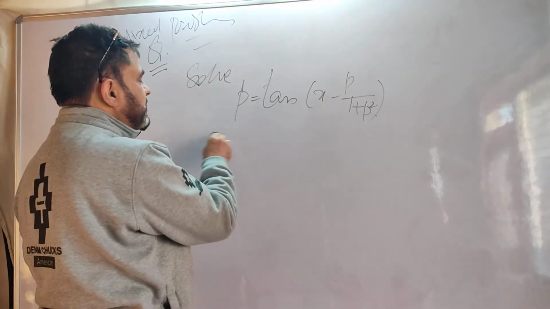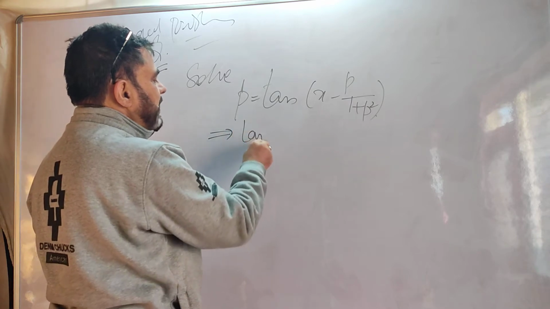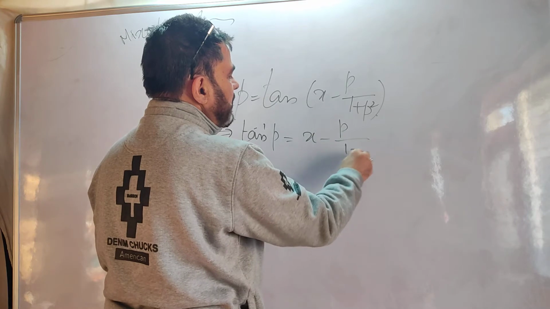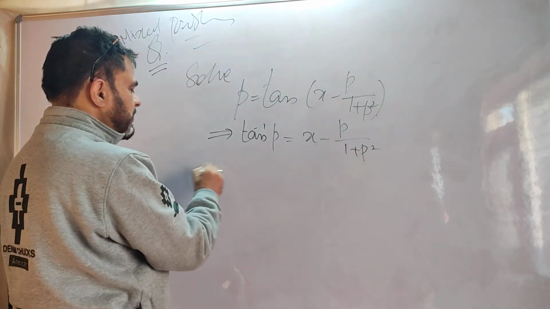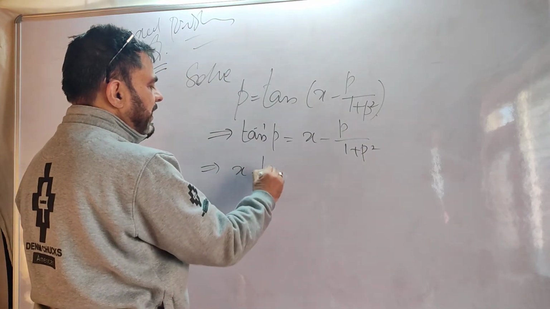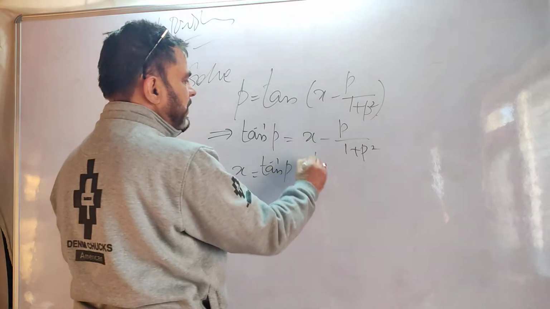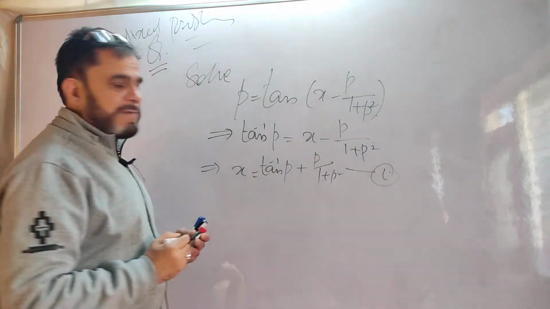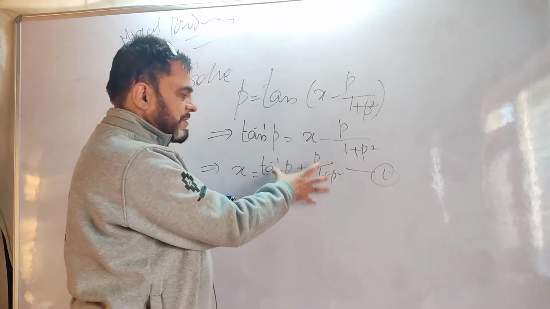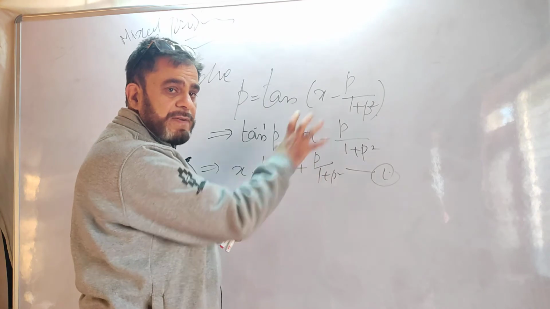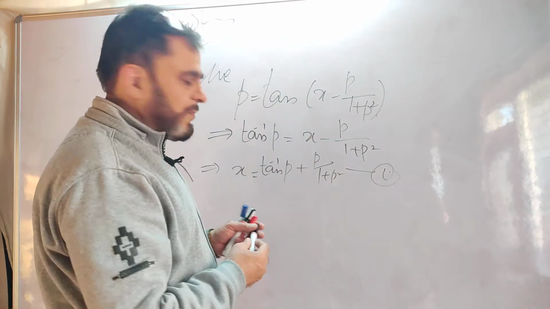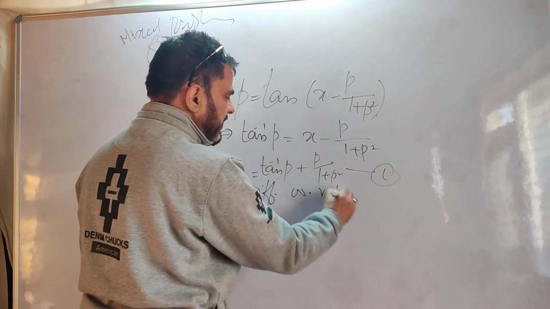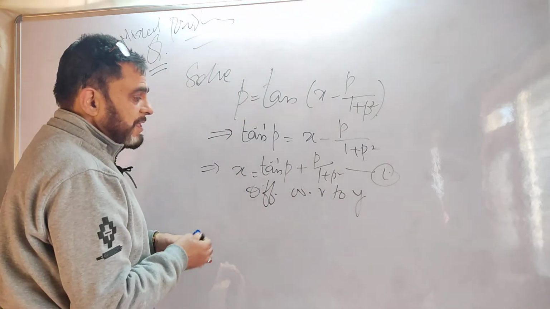You can write this equation as tan inverse p is equal to x minus p by 1 plus p square, which gives you x is tan inverse p plus p by 1 plus p square. This is equation number 1. X expressed wholly as a function of p when y was missing. What do we do? We differentiate this with respect to y.